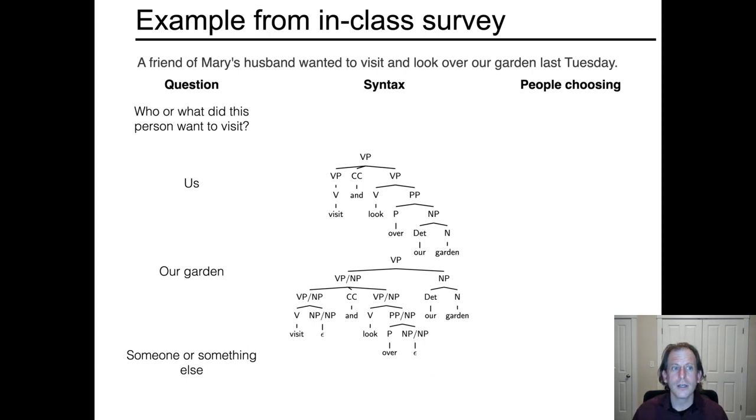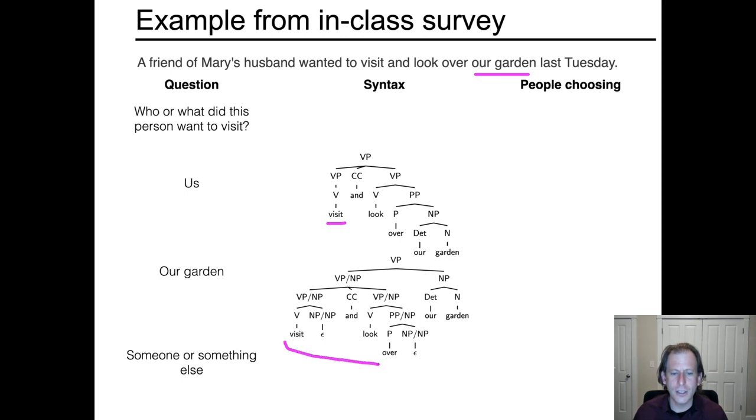The second question, who or what did this person want us to visit? It could be us, and this corresponds to an interpretation where "visit" is being used intransitively. It has no intended object, and it's inferred that the visiting is happening of us. The other possibility is that "our garden" in this sentence is not just specifying what the friend wants to look over, but rather what the goal of visiting is too, what the desired visited thing is. And this is a transitive use of "visit." So "visit" has the object, "our garden."